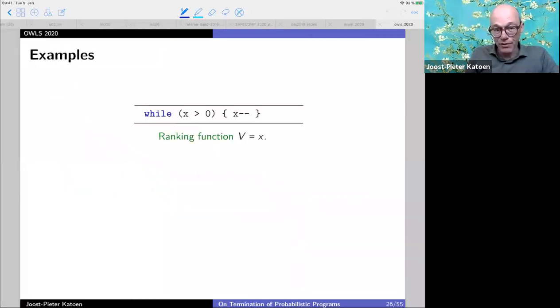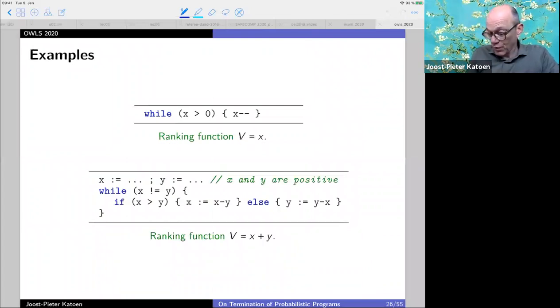We just count down, and a variant function, also sometimes called a ranking function, is just, let's say, the value of x, because x is decremented. Somewhat more involved example, here I have two variables, x and y, initialized with some positive value. As long as x and y differ, if x is larger than y, then we subtract y from x, and otherwise we subtract x from y. A variant function that shows the termination of this program is something like the sum of x and y, because you see that this decrements in every iteration.